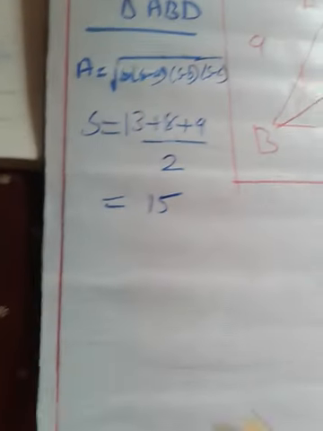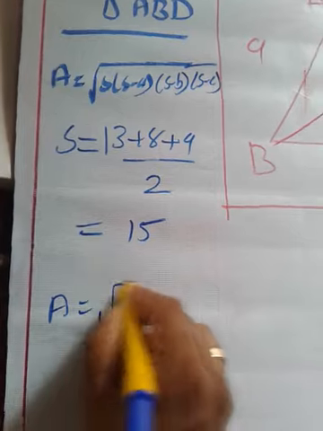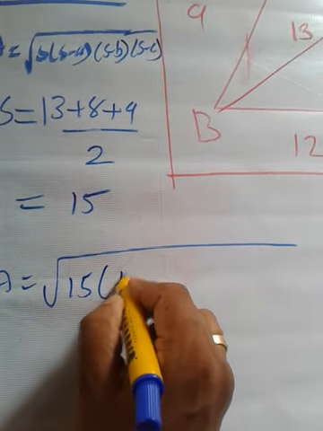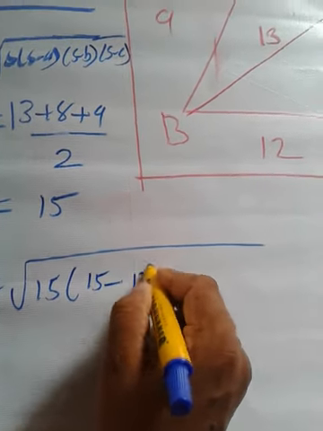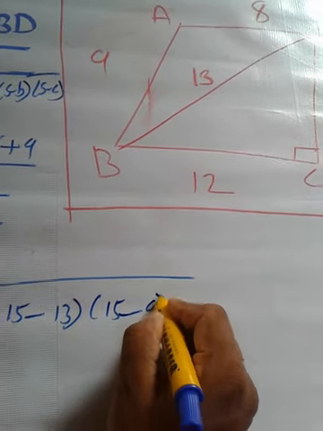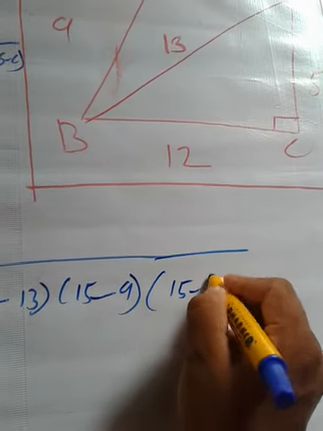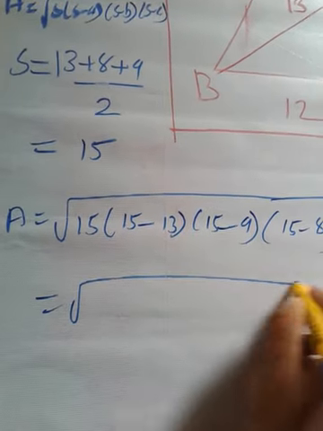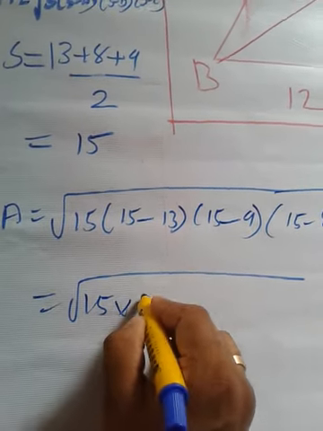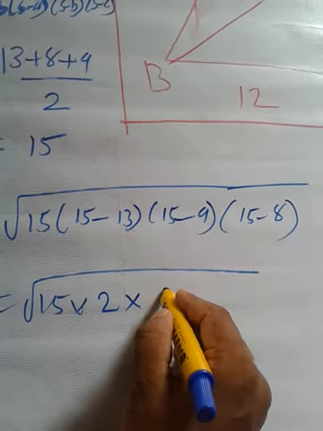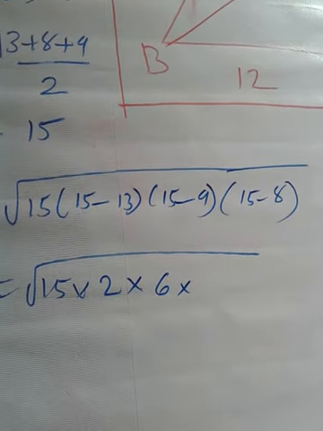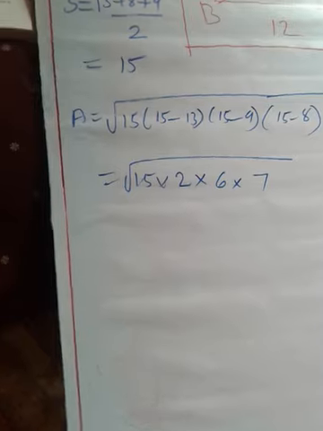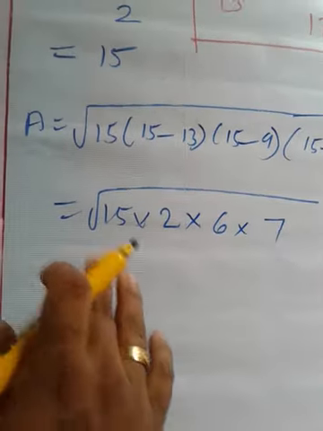Then apply everything in the formula. So area is nothing but the square root of 15 into 15 minus A, 13, and 15 minus B, 9, and 15 minus C, 15 minus 8, because A, B, C are the three sides, no? So it becomes the square root of 15 into 15 minus 13 is 2, 15 minus 9 is 6, and 15 minus 8 is 7. Just calculate that.